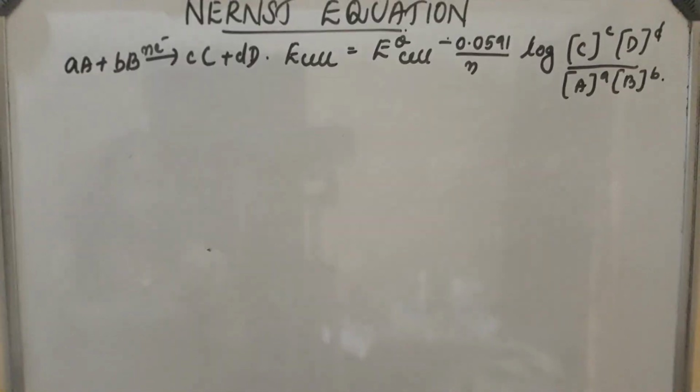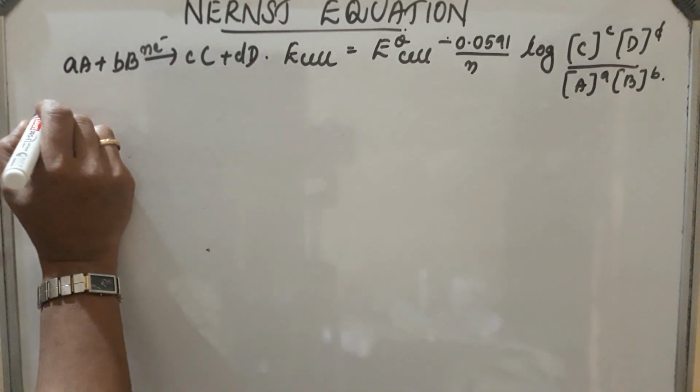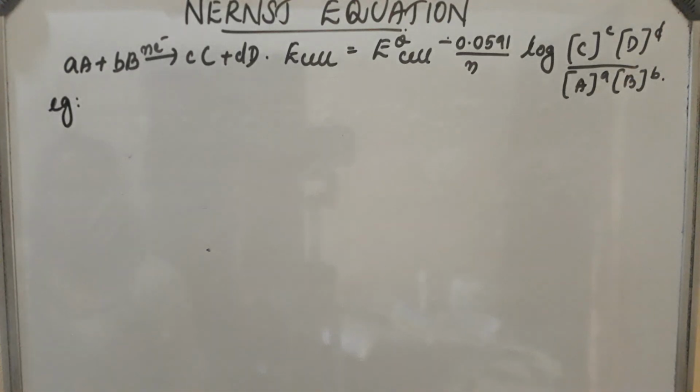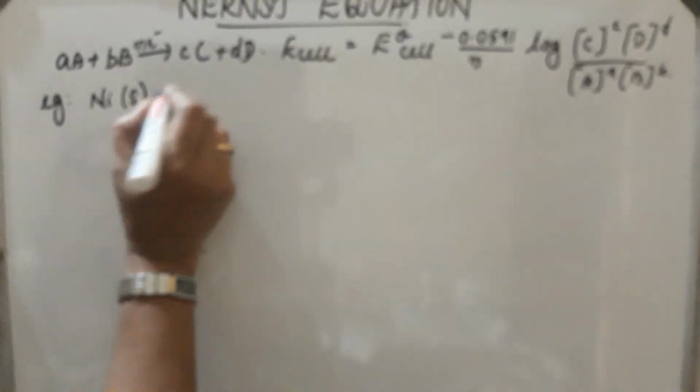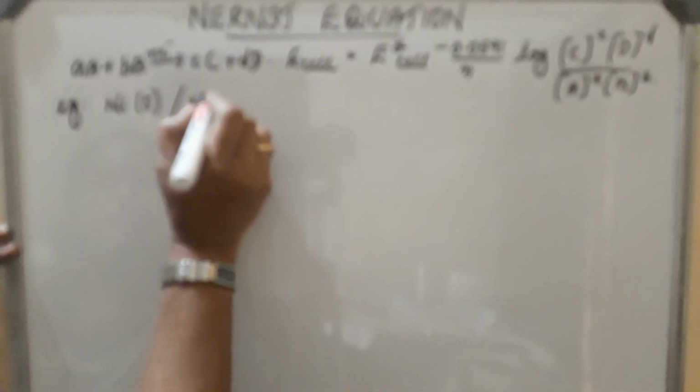Now, let us see one example. Consider a reaction whose solution concentrations are given. How can we find the electrode potential of the cell? The cell is: nickel is at the anode, Ni2+.